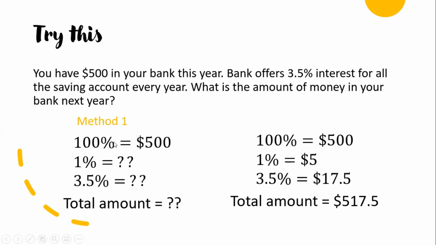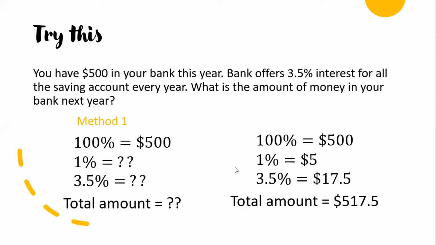Okay, method one. We know that 100% is 500, right? And 1% is equal to how much? And 3.5% equal to how much? And the total amount. So over here we take 500 divided by 100, which is equal to 5. So 1% equals 5, so 3.5% is equal to 17.5. So what is the amount of money in your bank next year? I need to add this 17.5 to my initial value, which is 500. So I will get 517.5. Okay, this is method one.